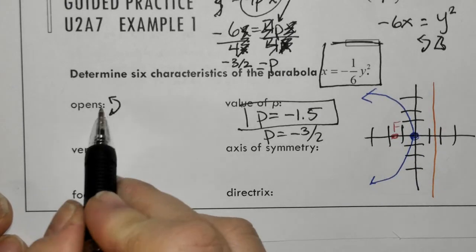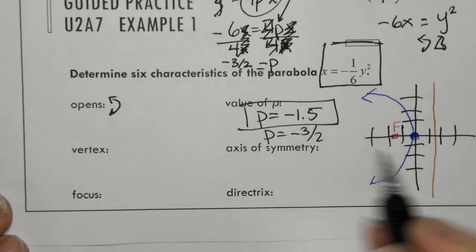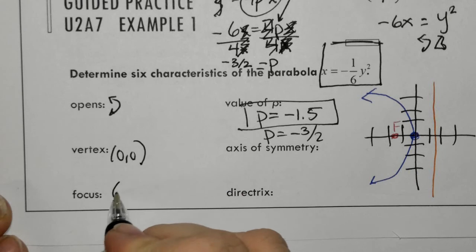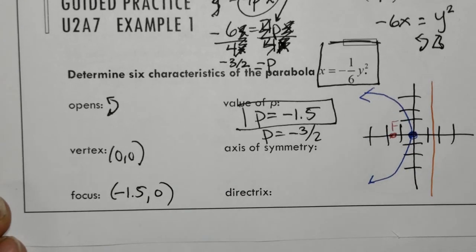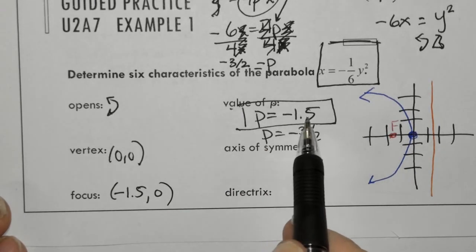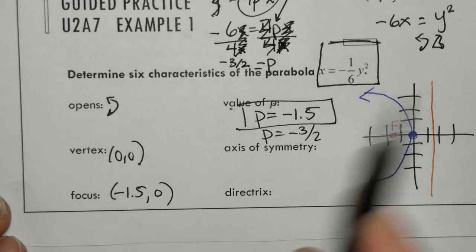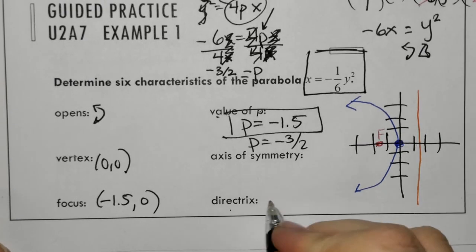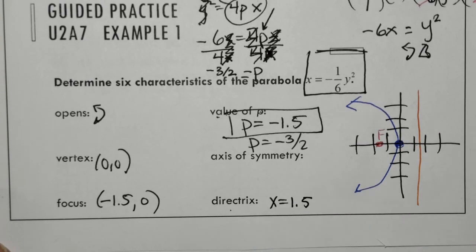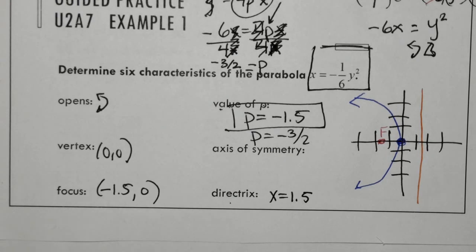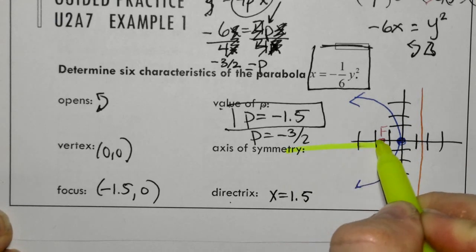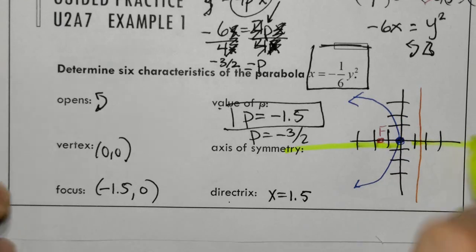Answering these 6, so opens up to the left. The vertex is at the origin, 0, 0. The focus can be found at negative 1.5 and 0. The p-value is p equals negative 1.5. The directrix cuts through the x-axis at 1.5. And the axis of symmetry, if we were going to split this parabola in half, making it symmetrical, it would cut through the y-axis at 0.